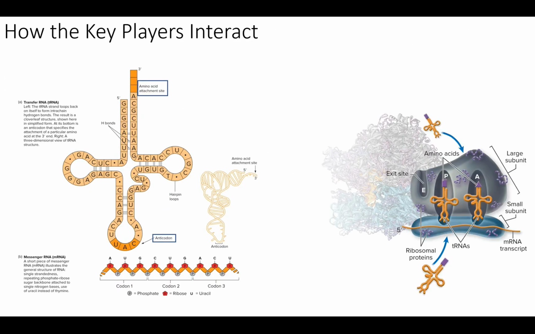So now let's get into the new content of this particular video. And that's going to be, how do these key players interact in order to get the correct amino acid to the correct site so that the correct protein can be built. And that's a lot of correctness that needs to happen.